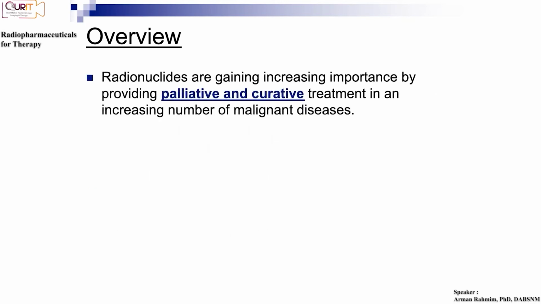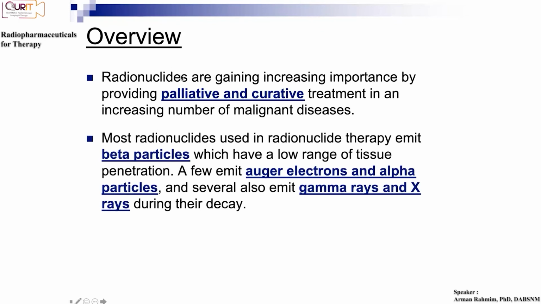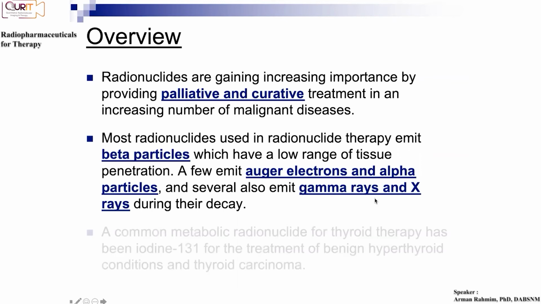It's also important to note that radionuclides are given for curative intent, but they could also be given for palliative intent, for example, in bone metastases to lower pain. Most radionuclides in radiopharmaceutical therapy emit beta particles, but some also emit Auger electrons and alpha particles. Some also emit gamma rays and X-rays at the same time, so this part can be used for imaging.